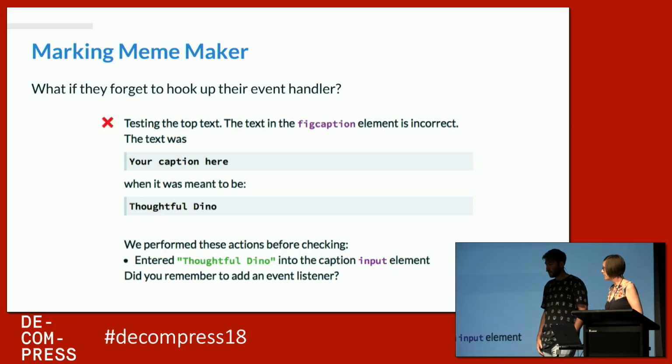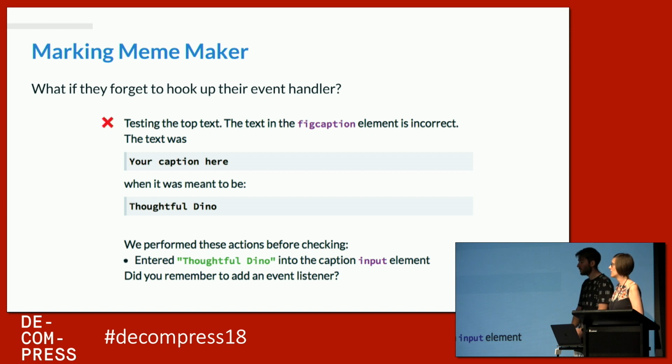But what if they, for example, forget to hook up their event handler? And this is the sort of thing that would be really easy for a young student to do. They implement their function, but when they click the button, nothing seems to happen. So we try and give them a bit more feedback in this situation. So there's a bunch of things going on here.